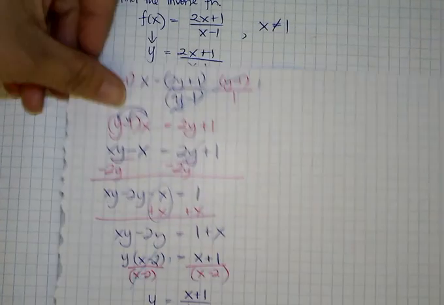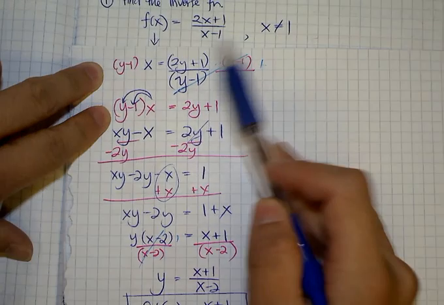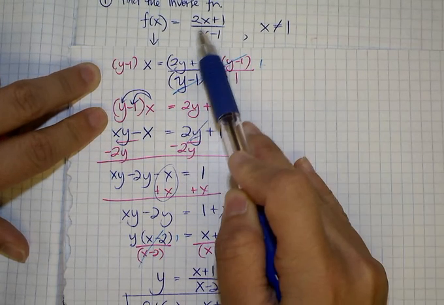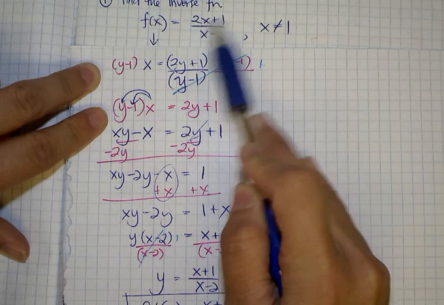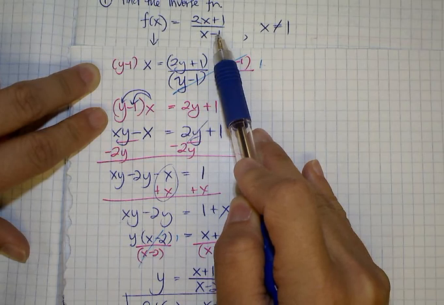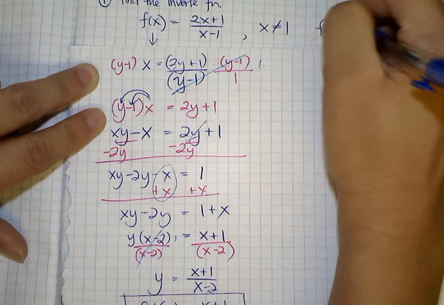Give me a number. 2, 1, 5, 4. Let's work with 5, okay? 5. Okay, let's use 5. You can't use 1, right? Because 1 does not work. 1 is not an option. So let's use 5. 2 times 5 is? 10. Plus 1? 11. Okay, 5 minus 1 is 4. So this becomes 11 over 4. Okay, remember that. So f of 5 is 11 over 4.